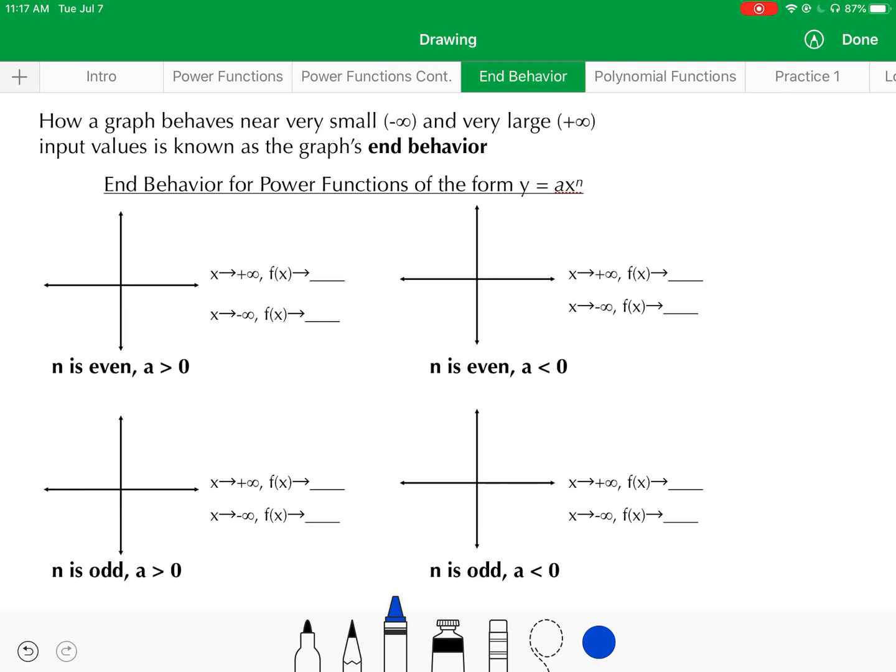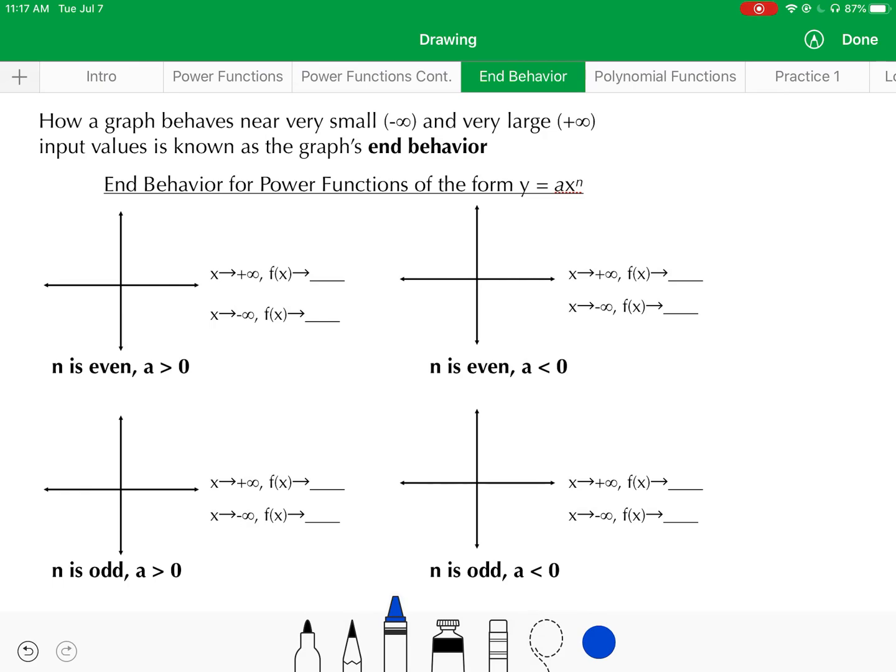But recall when we are talking about the end behavior of a function, we're saying, how's the graph of that function behaving near very small and very large values of x? And we can generalize in behavior to the power and the sign of the coefficient on our variable. So really it comes down to, is the power even or is the power odd, first and foremost.